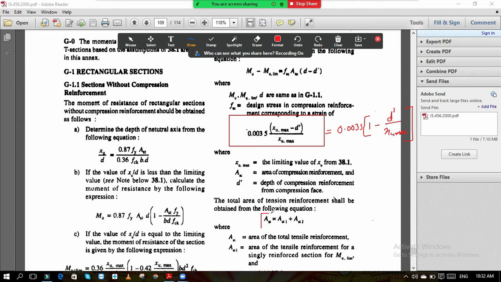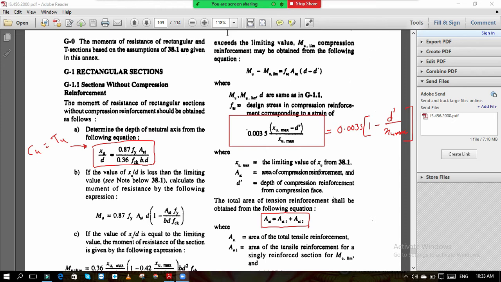This formula we are using, total Ast is equal to Ast1 plus Ast2, is also given over here. The formula to determine the depth of neutral axis, where we equate Cu equal to Tu, is also given directly. All the formulas are given in the IS code if you read it carefully. So now by using the formula given over here, we can calculate the strain. We will move further to calculate this strain.